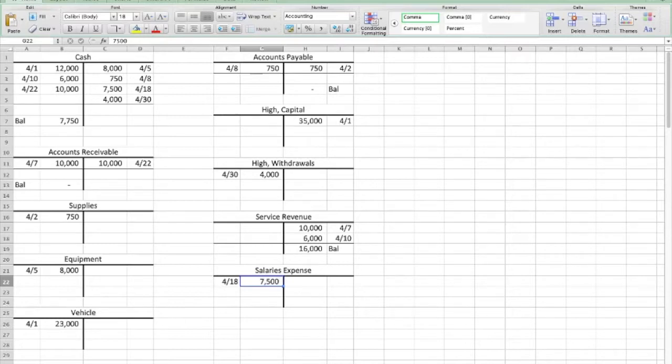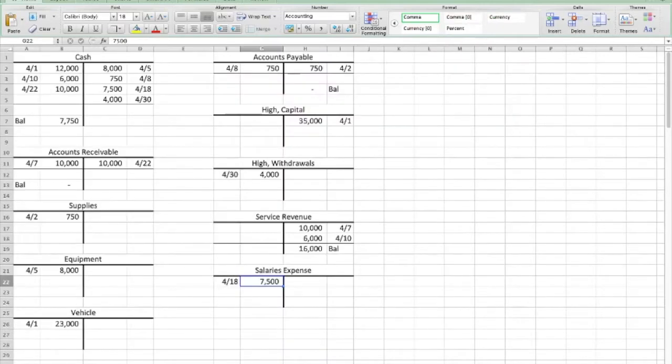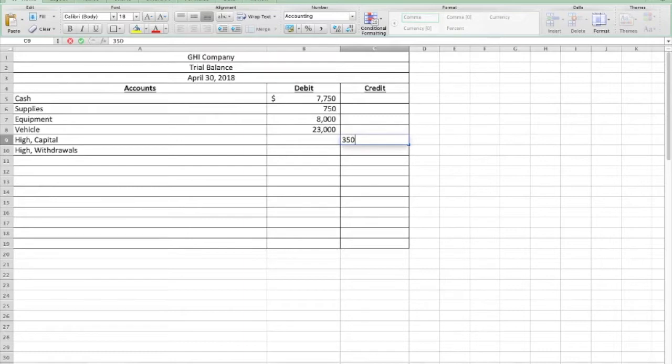High capital and high withdrawals should be the next 2 accounts. You'll notice I didn't put a total under total assets or anything like that. Remember, I just want to keep listing until we're done, and then put one total at the bottom to show that total debits equal total credits. High capital has a credit balance of $35,000. Because it's the first number in this column, let me go ahead and put a $ sign with that number as well. High withdrawals has a debit balance of $4,000. So I'll put it over here on the debit side.